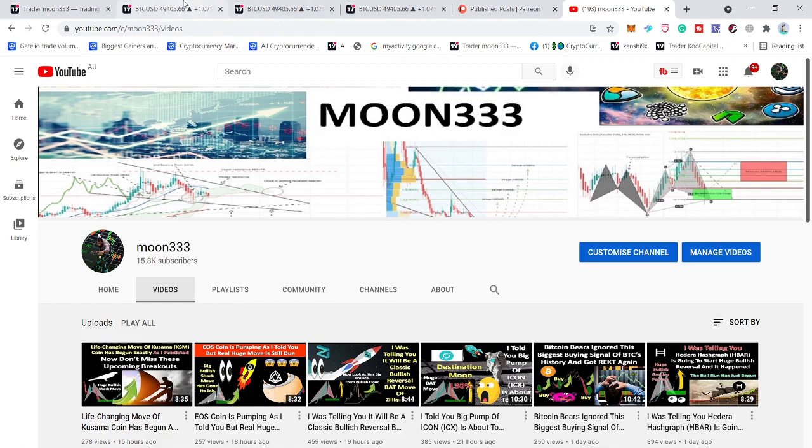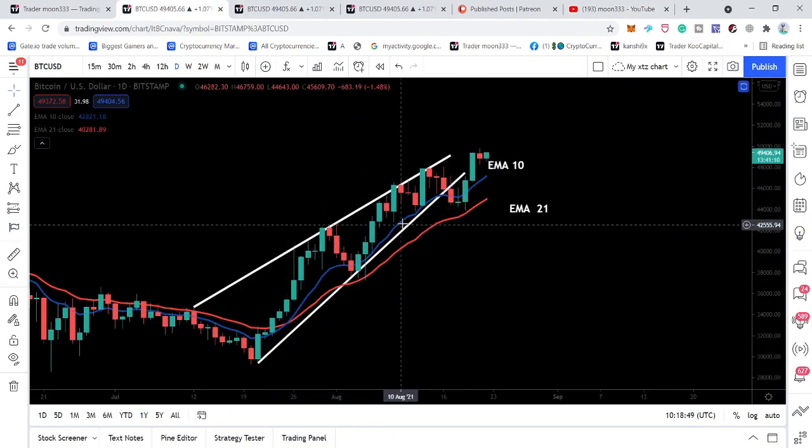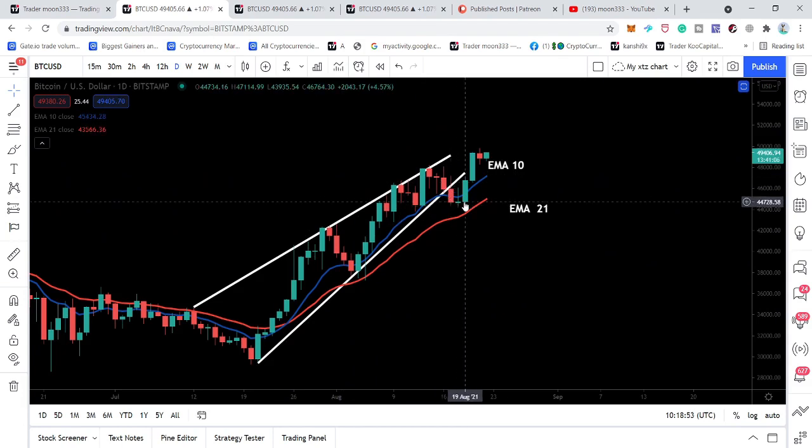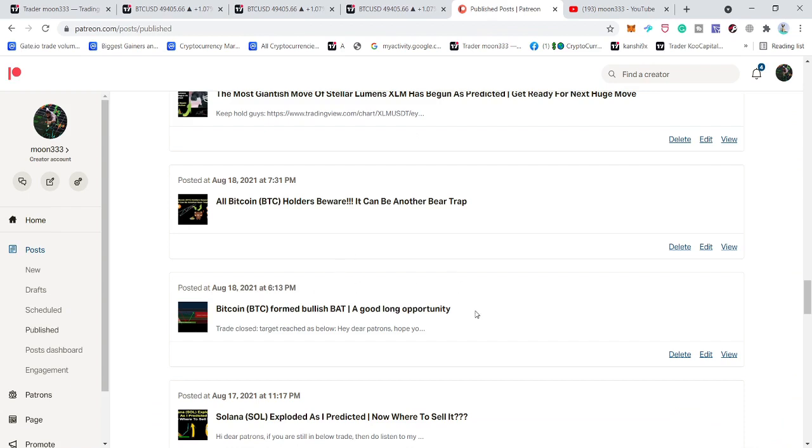Previously, we saw that we had a fake out from this rising wedge pattern, and the price action after breaking down this support of the rising wedge re-entered this wedge. And we also saw that the price line also formed a harmonic bullish reversal bat move that I shared for my members at the Patreon, and I also shared with you as well.